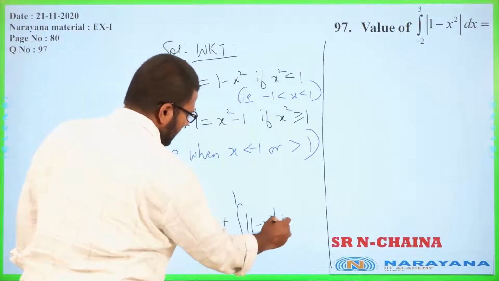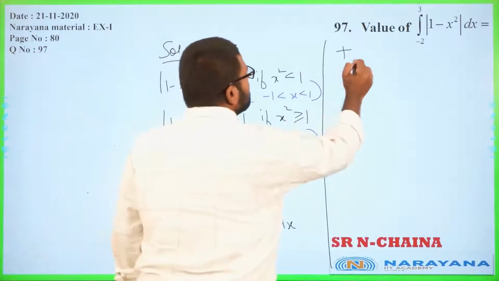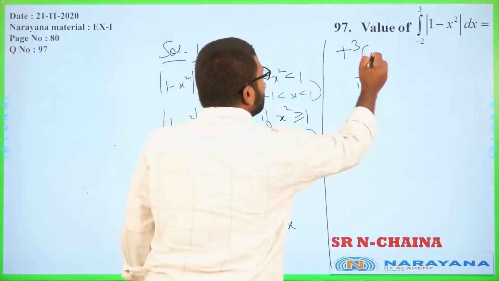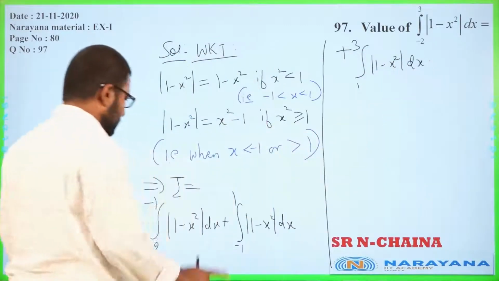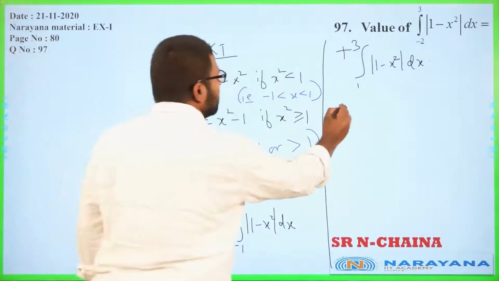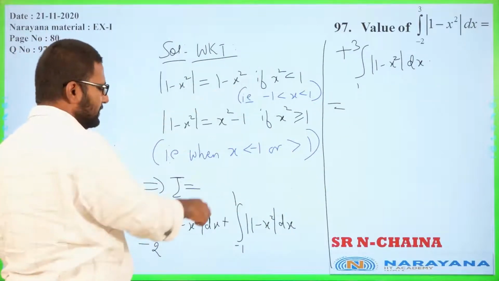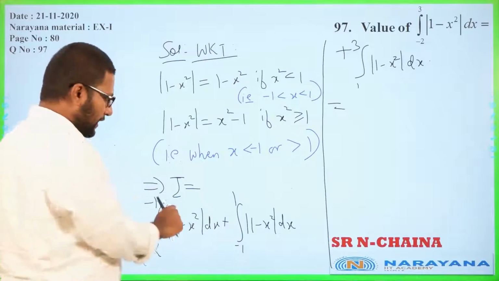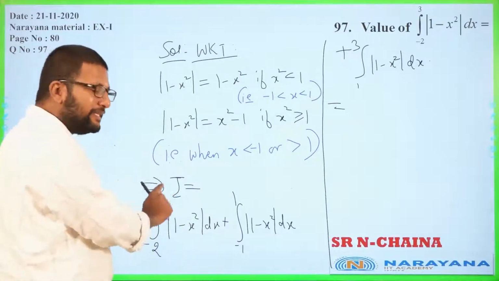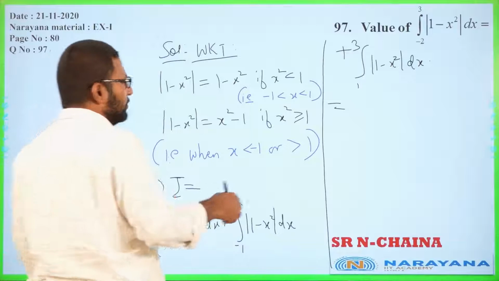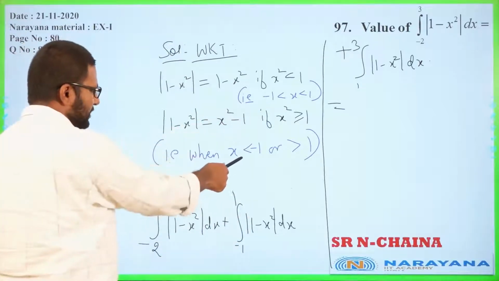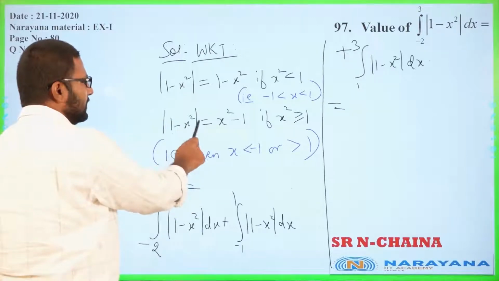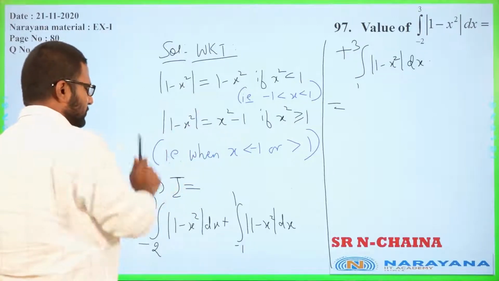1 minus x square dx, and then plus integral 1 to 3 mod of 1 minus x square dx. Correct? So when we do that, up to this point everything looks the same, but after this, once you have split the intervals, your inner function, the integrand, will change, right? So in this particular case, we have already seen when x is less than minus 1, we have to change the integrand to x square minus 1, right?